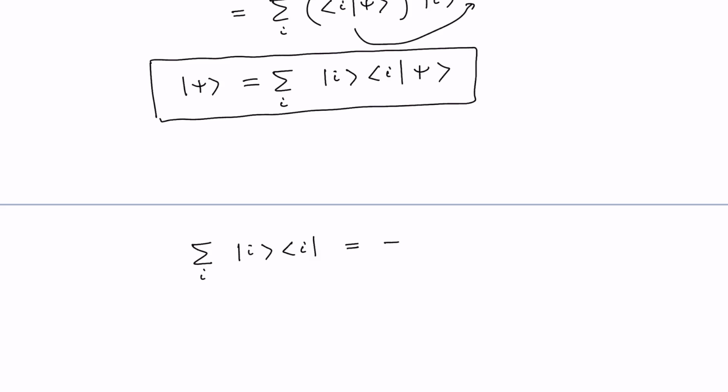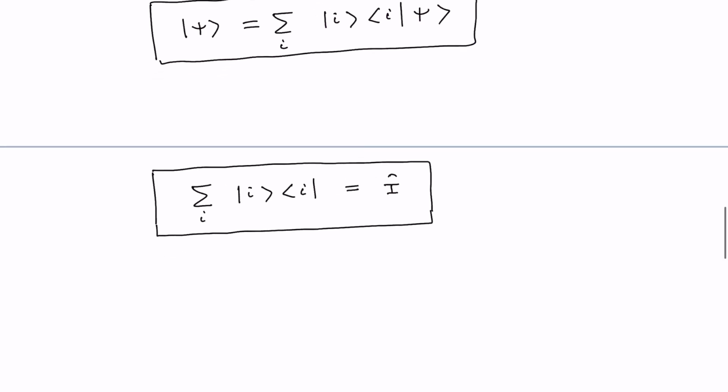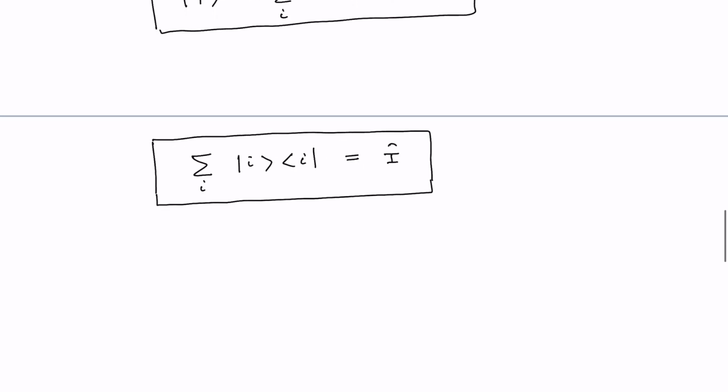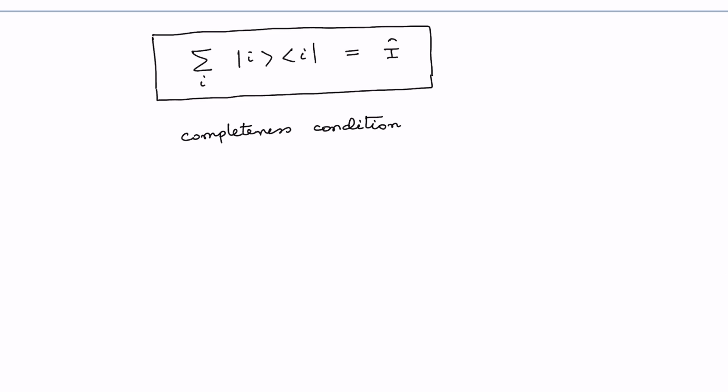This is nothing but an identity operator, and this expression is of immense importance in quantum mechanics. It is called the so-called completeness condition, and we are going to use this identity or completeness condition quite often in this course. So now let me go back to the matrix representation of the operator.